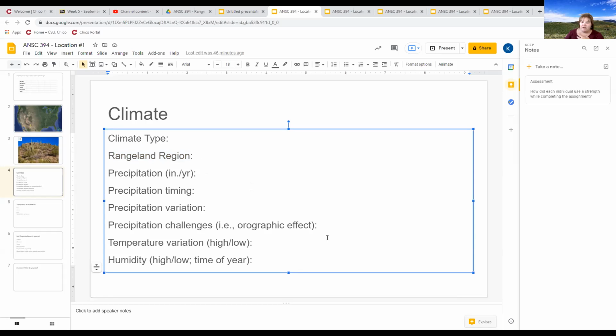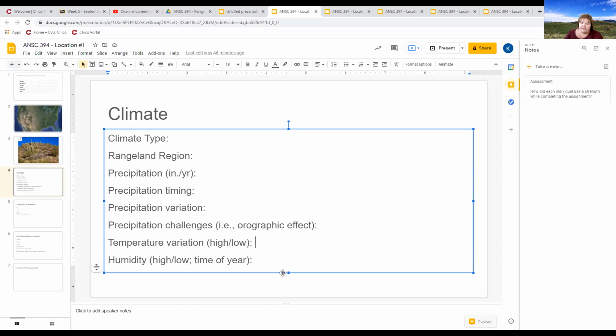This could be as simple as, we don't get enough precipitation, or it could be as complex as, this location is in between two rain shadows. There are two mountain ranges, so it has two rain shadow effects, which really decrease precipitation. So you're bringing together, or just reviewing and applying, some of those concepts that we talked about in the physical characteristics of rangeland lab or lecture.